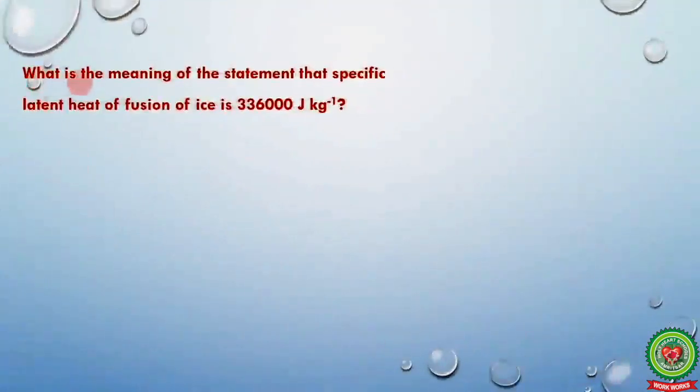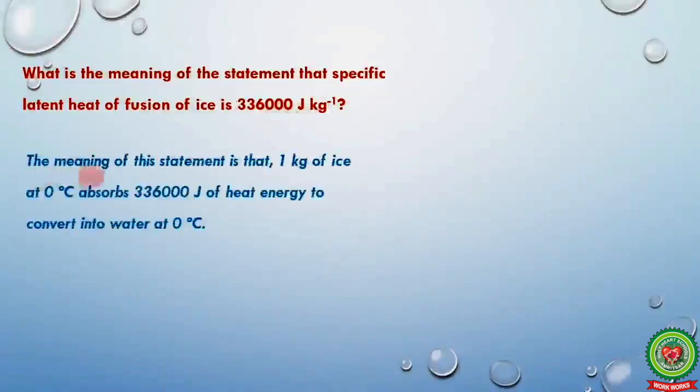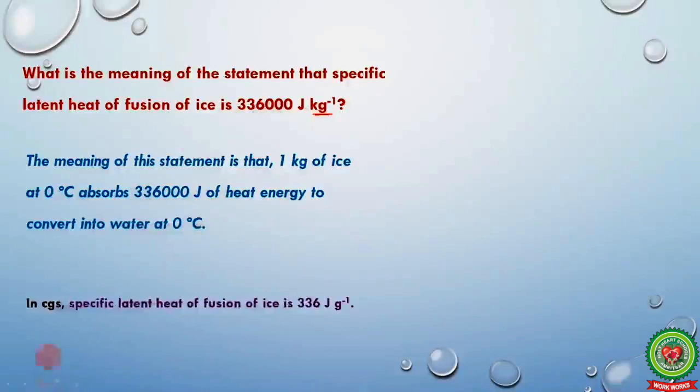Now, the question arises, what is the meaning of the statement that specific latent heat of fusion of ice is 3,36,000 joule per kilogram? The meaning of this statement is that 1 kilogram of ice at 0 degrees Celsius absorbs 3,36,000 joule of heat energy to convert into water at 0 degree Celsius. In CGS, specific latent heat of fusion of ice is 336 joule per gram.